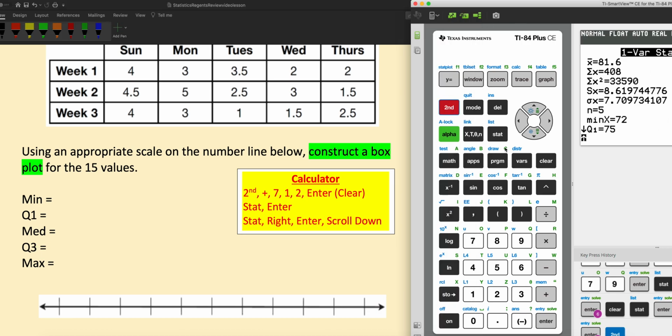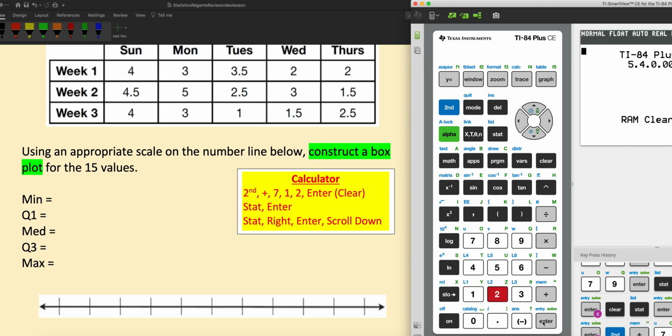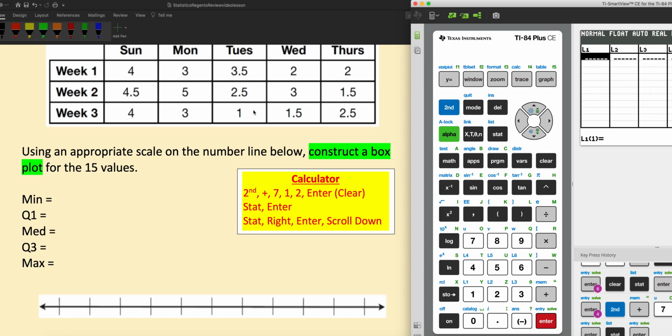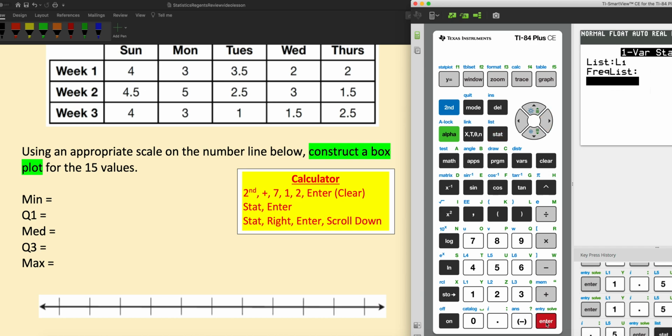First step, clear your calculator. Second, plus 7, 1, 2, enter. Stat enter. And whenever you do box plots, guys, all of this whole table is going to go in L1. So 4, enter. 4.5, enter. 4, enter. 3, 5, 3, 3.5, 2.5, and 1, 2, 3, 1.5, 2, 1.5, 2.5. Stat, right, enter. And there you go.